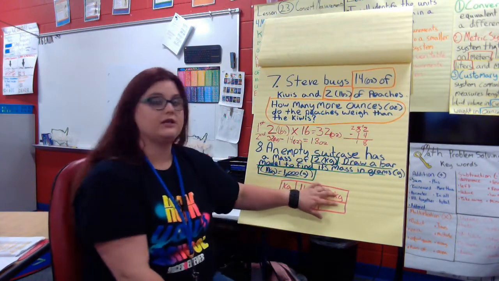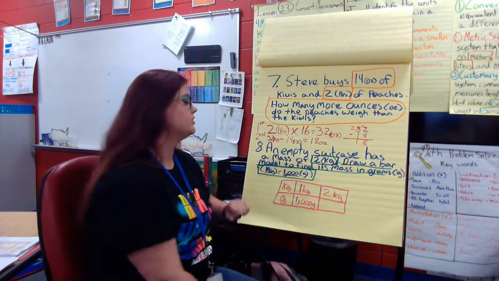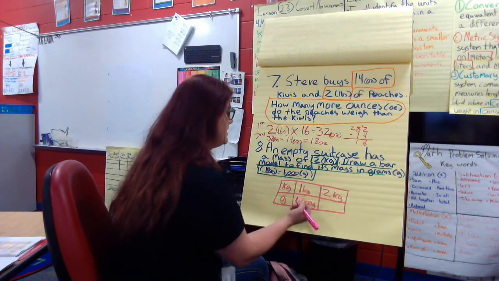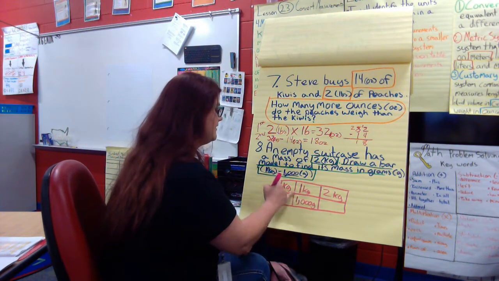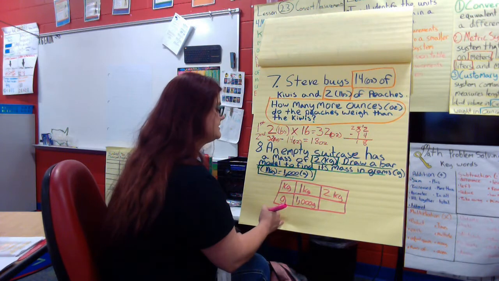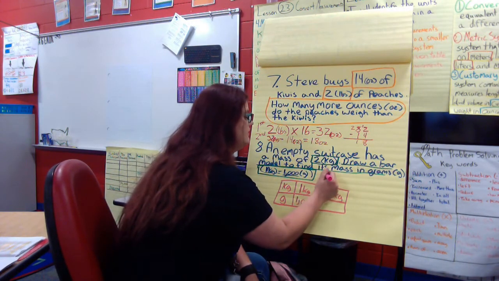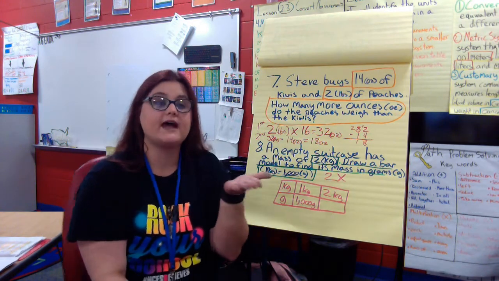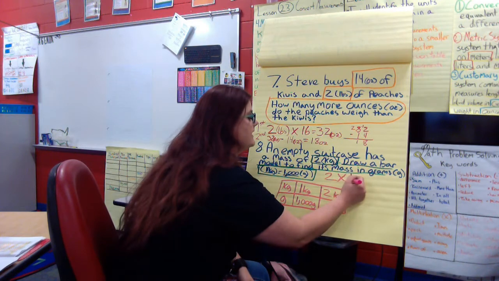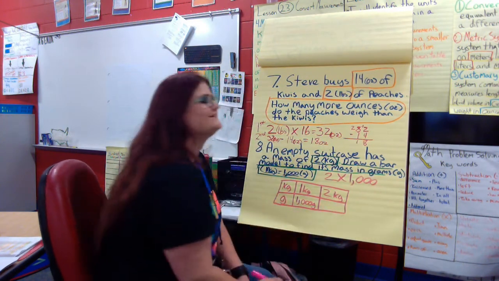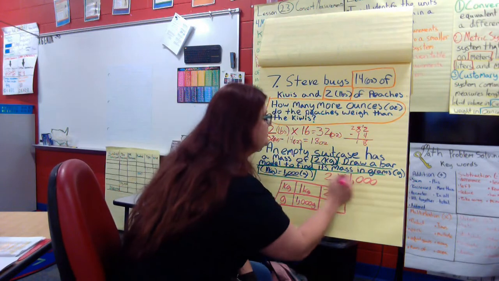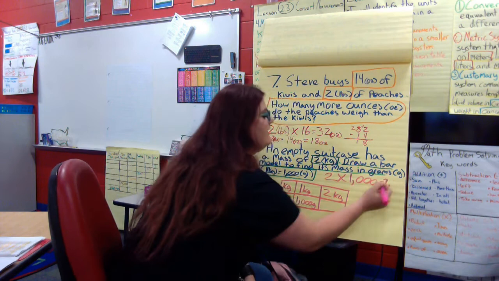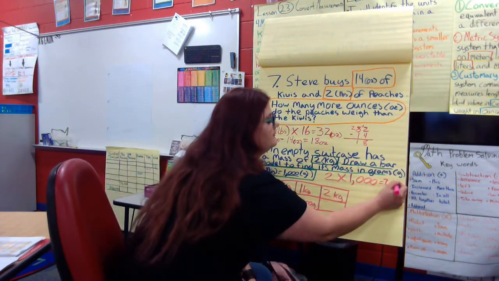Well, we're going from a big unit to a small unit, so what operation are we going to use? We're going to multiply. So we already know that 1 kilogram is the same as 1,000 grams. So I'm going to replace that 1 with a 2, and I'm going to multiply it by what? 1,000, because that's how many grams are in each of these pounds. Or not pounds, kilograms. Excuse me. So when we do 2 times 1,000, we have 2 times 1 is 2. And then how many zeros do we have? We have 3. Boom.